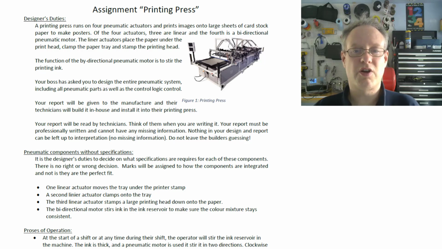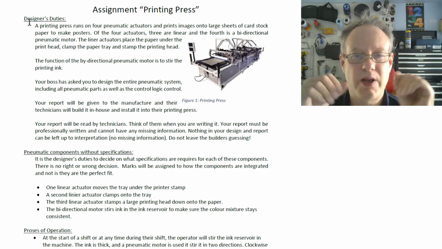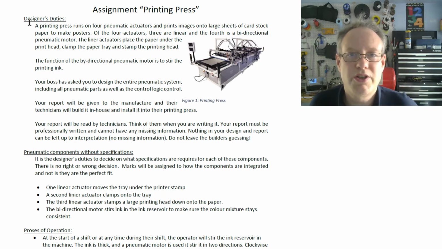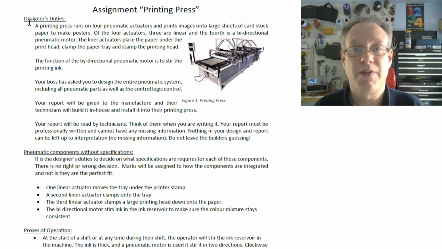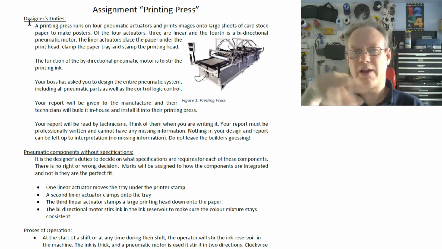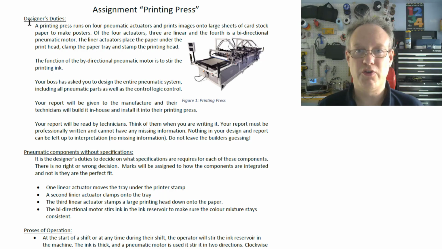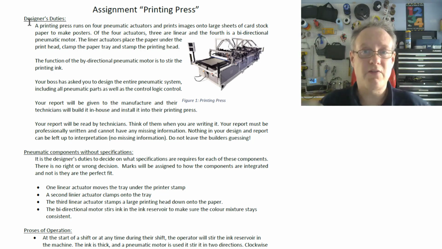Here we go. This is the description of the process. We've got a printing press over here, and the printing press runs on 4 pneumatic actuators. 3 of them are linear and 1 is a motor. For all 3 of the linear ones, I want you to design the control system with electropneumatics. But for the rotary actuator, I want you to put in 2 push button valves. So when you design this, you're going to select the correct DCV, and you're going to select the right push button valves, and you're just going to draw that and put that in with the rest of the pneumatic drawings.